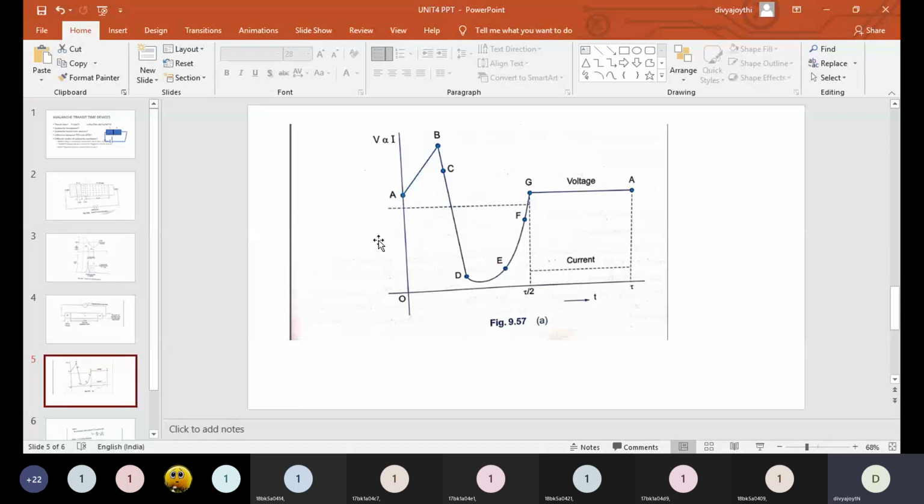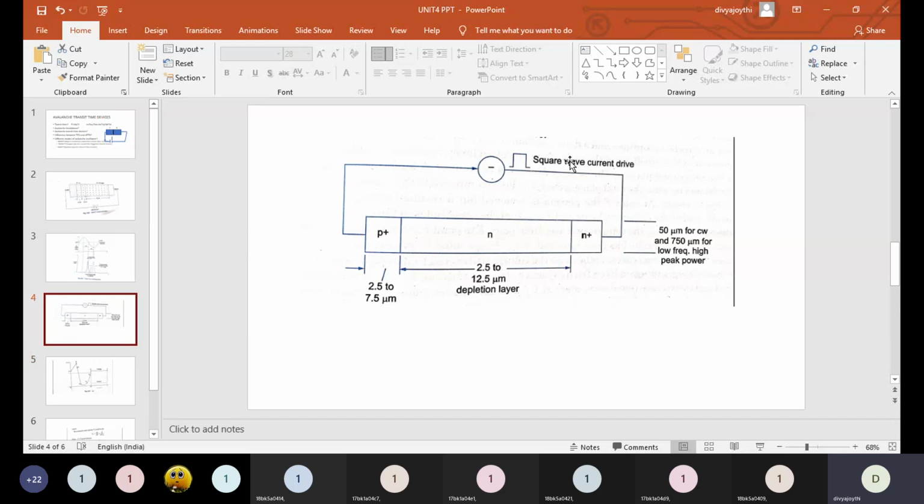I'm repeating this point once again. Generally, we provide an input signal as a voltage signal and observe the current signal as an output signal. But for TRAPATT, the reverse is happening. The input is the current signal, and the output is the voltage signal. The current signal that we are giving in the form of a square wave, and based on this we observe the output, that is the voltage signal, for this TRAPATT diode.